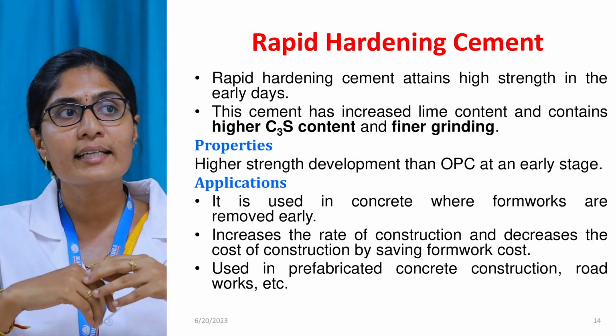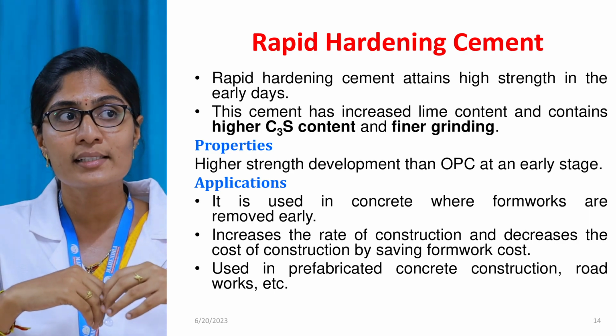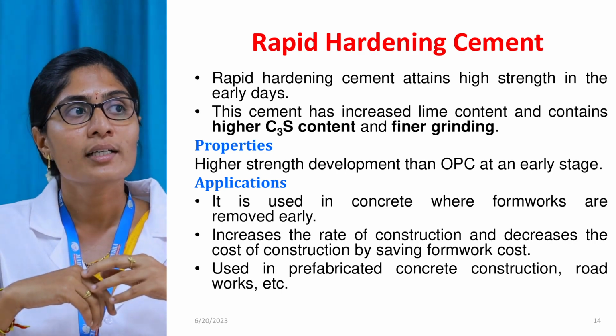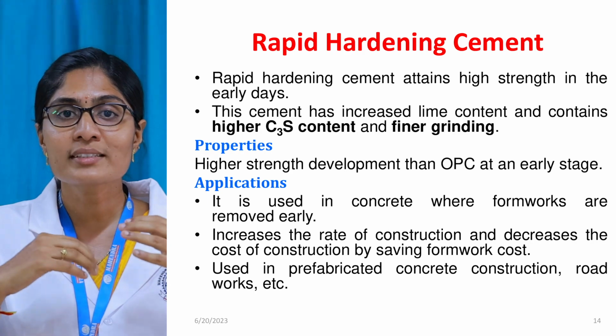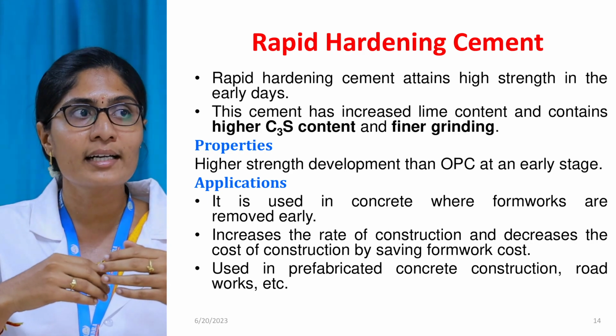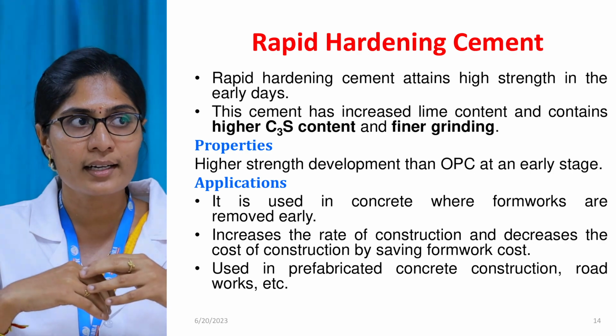Its properties are that it has higher strength at very early stages when compared with ordinary Portland cement. And its applications include that it is mainly used when the formworks need to be removed earlier. When the construction needs to be done at a very rapid rate, in those cases we can go for rapid hardening cement.